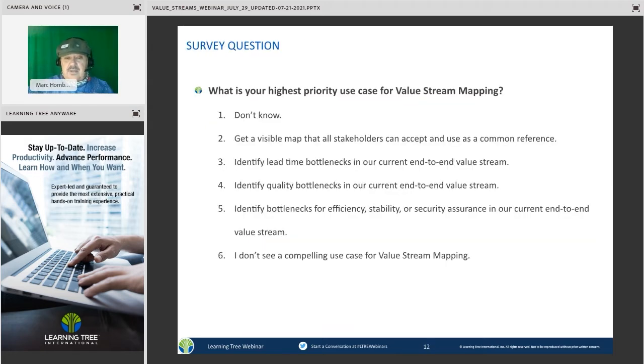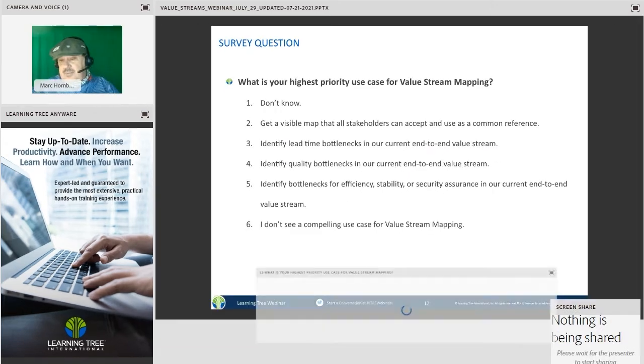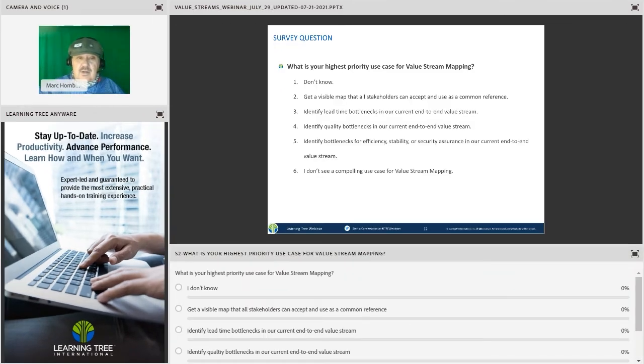Okay, another survey question. Let me put it up here. What is your highest priority use case that you can imagine for value stream mapping, either in your organization or in general, if you like? You don't know. Getting a value stream map that stakeholders can accept and use as a reference, identify lead times in our current end-to-end value stream, identify quality bottlenecks, identify bottlenecks for other things like efficiency, stability, security, or I don't see a compelling use case.